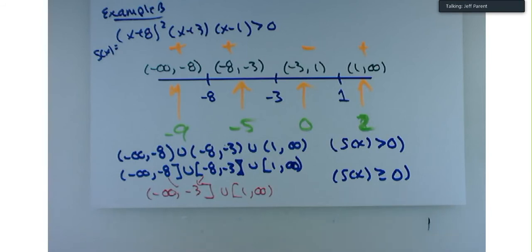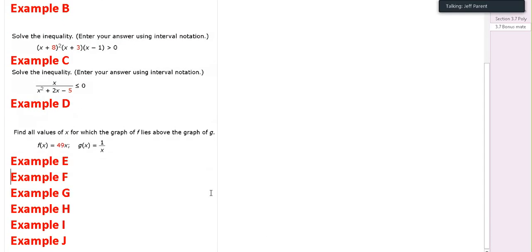All right, let's keep going unless there's some more comments or thoughts here. I'm going to speed a little bit of this up because I'm hoping that you can do things like the quadratic formula on your own. Let's just hope so, though. So the next one is example C. I want to know where this rational inequality is less than or equal to 0. So x over x squared plus 2x minus 5 is less than or equal to 0.